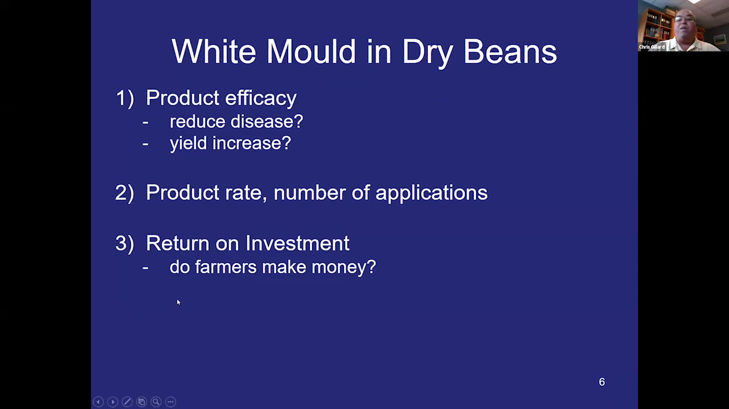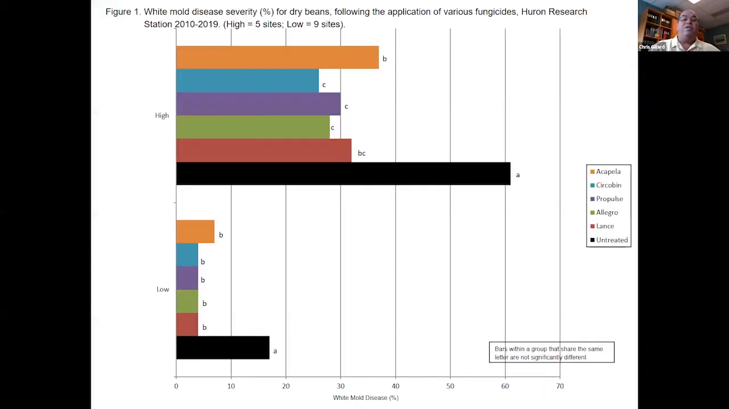And then of course, we've got to make money at the end of the day. So the yield response that we get has to pay for the product, pay for the application, and then leave something left in your pocket at the end of the day. And so we spend a lot of time on economics as well. So, first slide. This is a summary of my studies from 2010 to 2019.